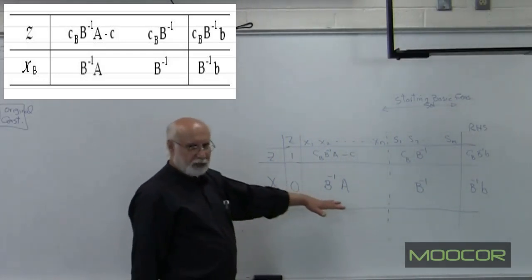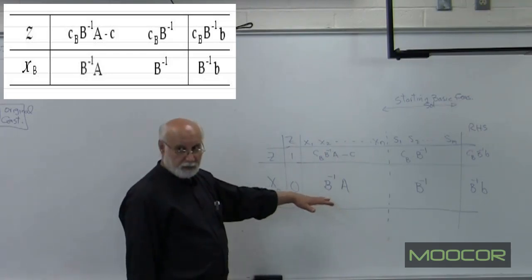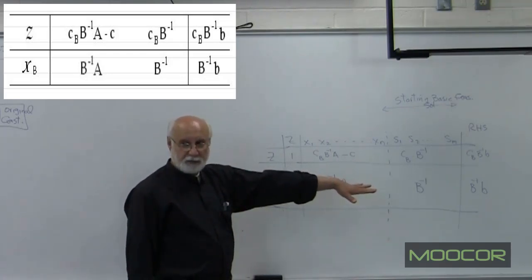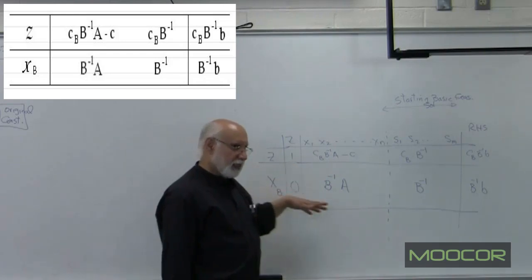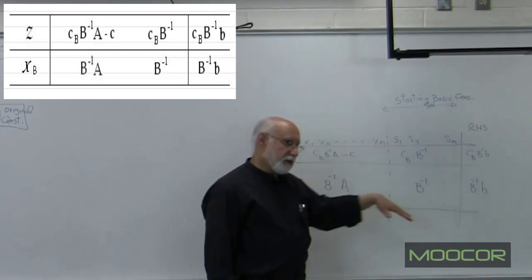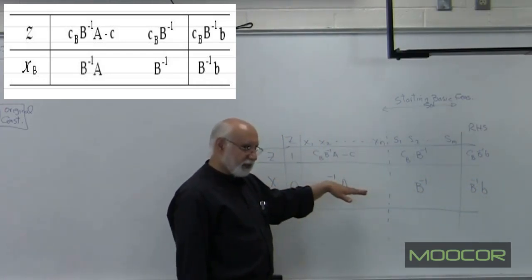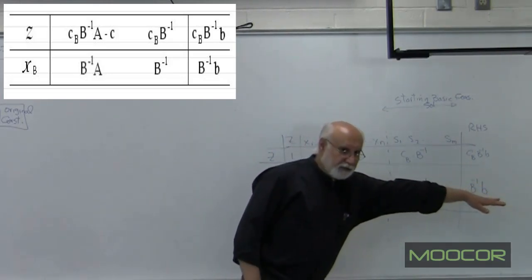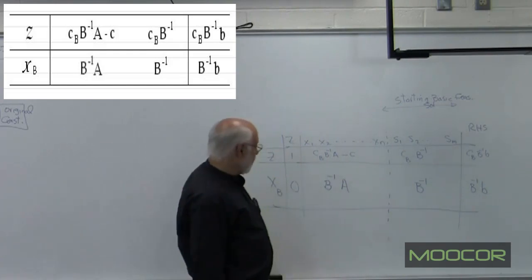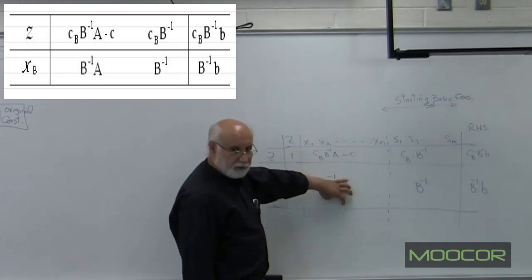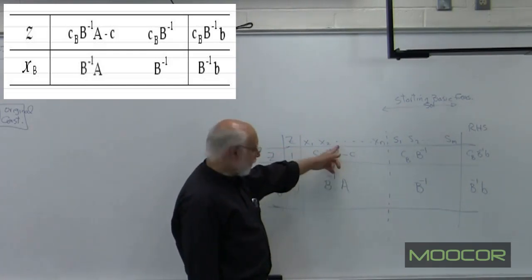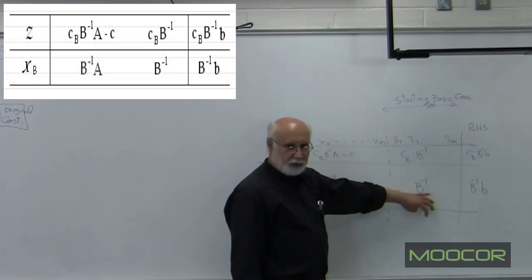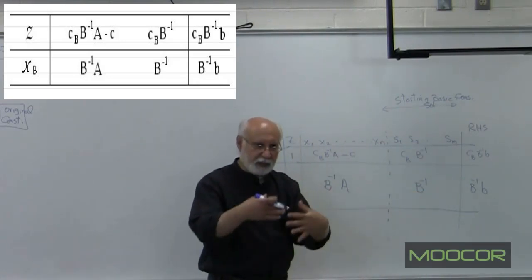So it looks like a very simple thing to memorize. AX equal B, B inverse A, B inverse B, CB, B inverse A minus C, CB, B inverse. They are all related to each other.